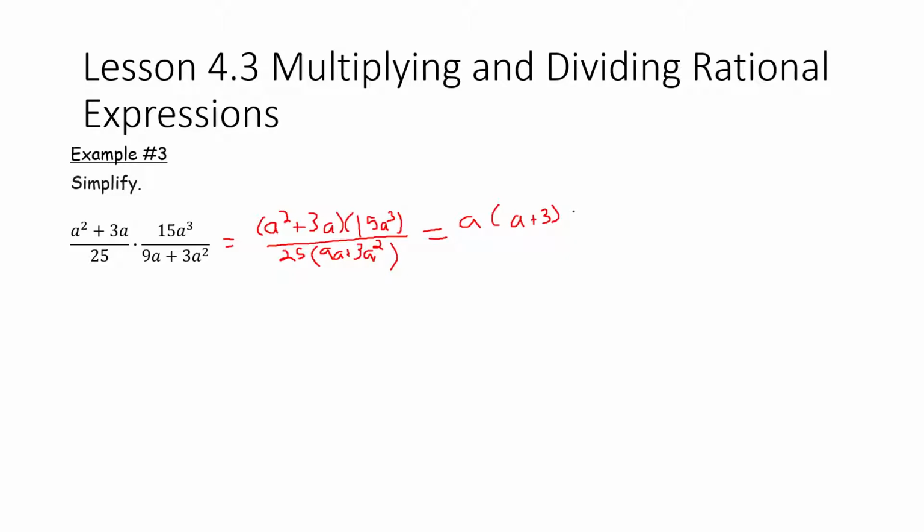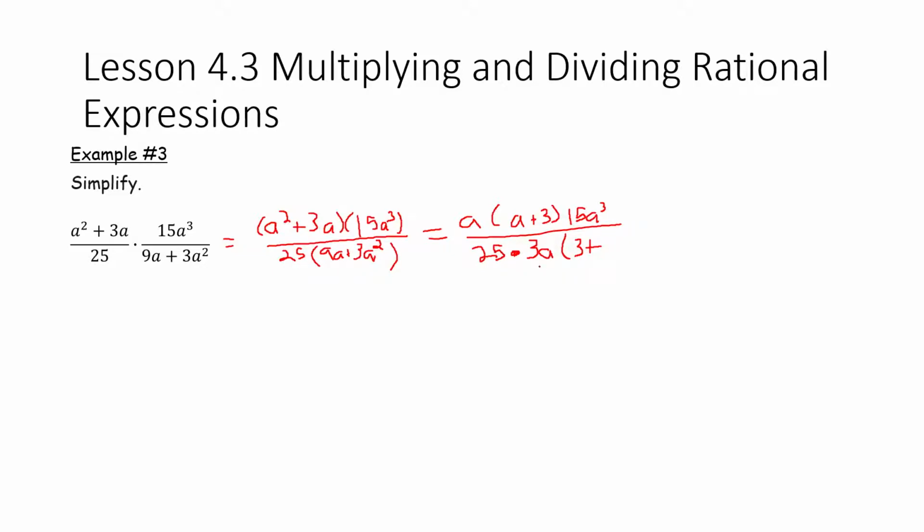And then the 15a cubed, there's nothing we can pull out of that, so we'll just leave it as 15a cubed. And then the bottom 25, nothing you can do with that. Leave that as is. And then we have 9a plus 3a squared. The 9 and the 3 share a factor of 3, so let's pull that out. And then a and a squared also share something. They share an a, so pull that out. If we pull 3 out of 9, this becomes 3. If we pull a out of the a, we're left with 1, so just 3.